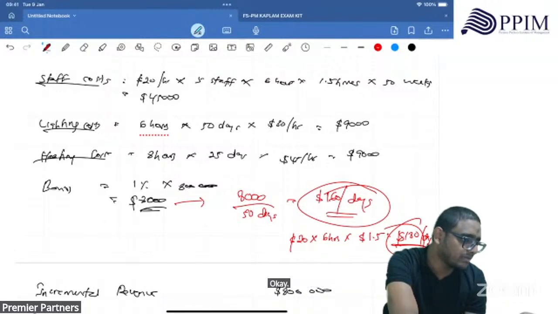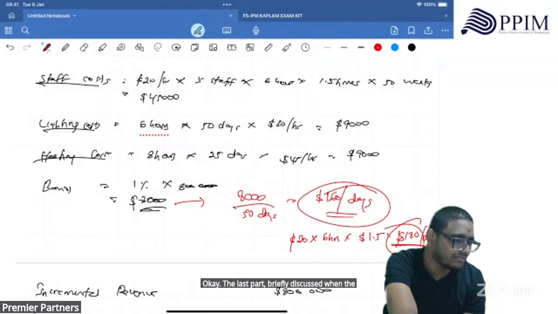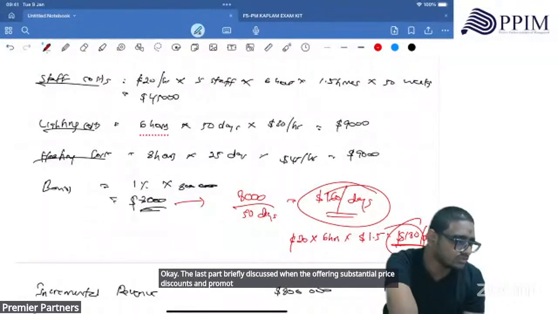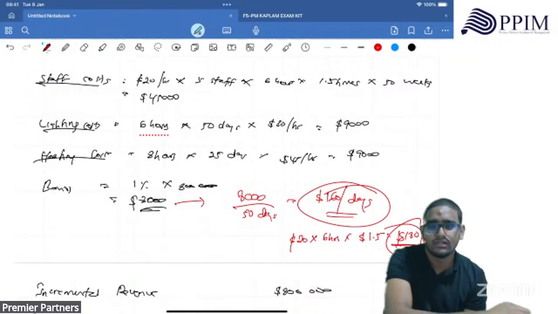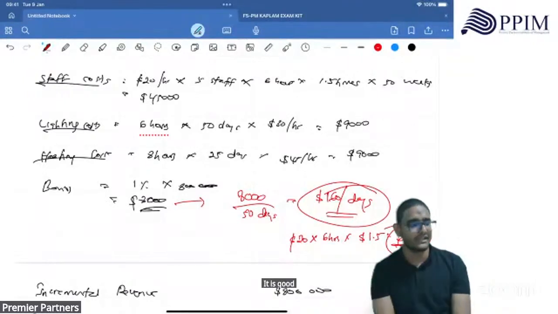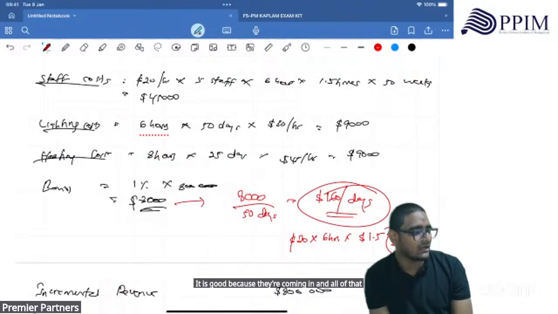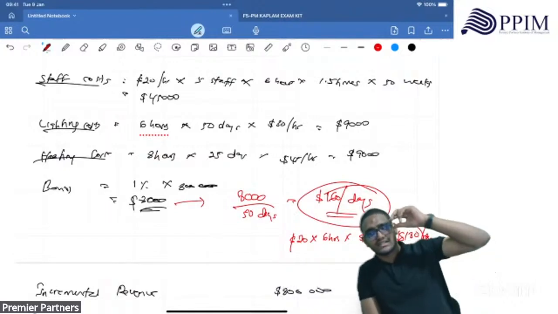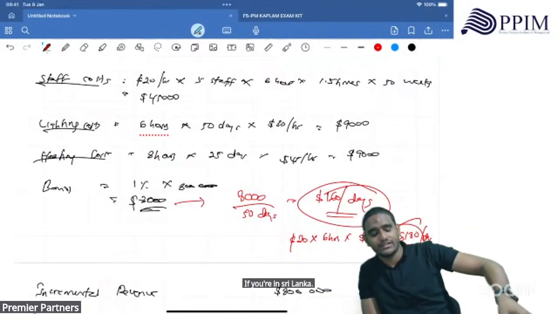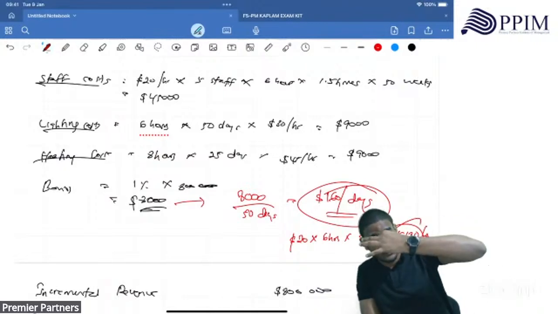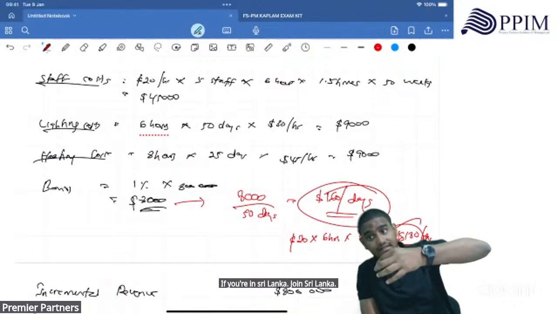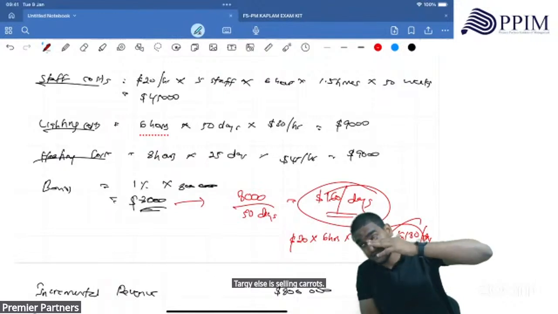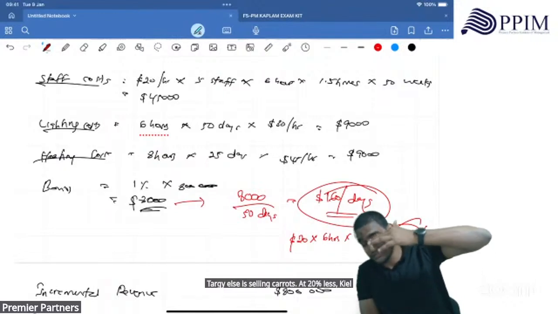The last part, briefly discuss whether offering substantial price discounts and promotions on Sunday is a good suggestion. It is good. So people start coming in and all of that. But problem, no? If you are in Sri Lanka, Cargills is selling carrots at 20% less. Keels is selling beans at 20% less. What will you do?